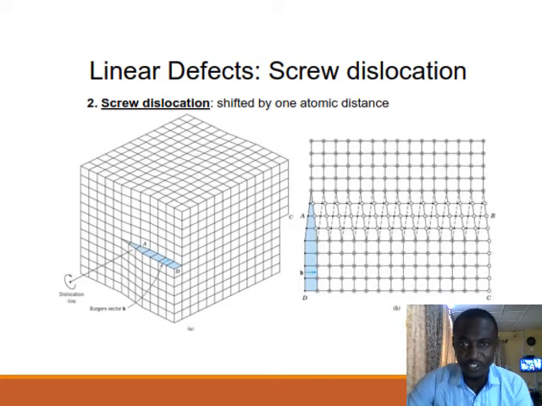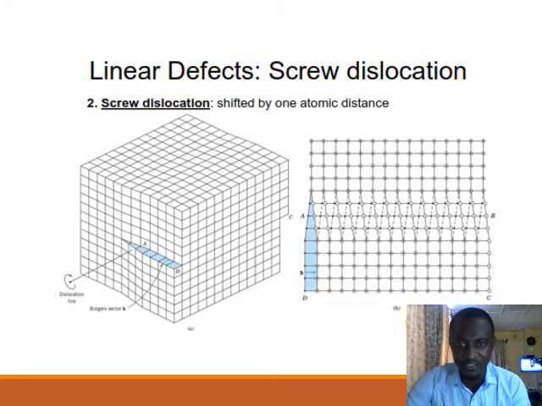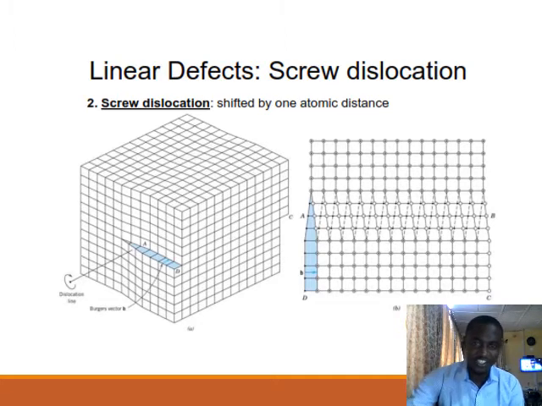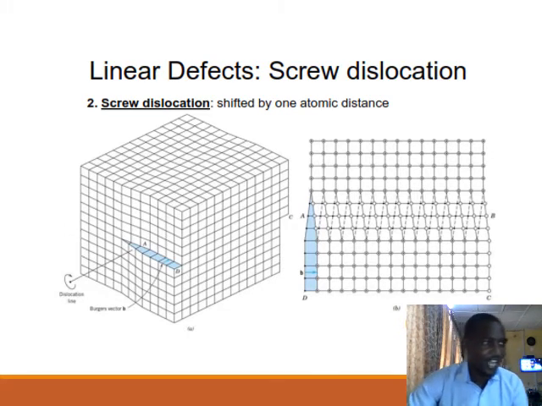The second is a screw dislocation, which is caused by a shift in one of the atomic distances. Something like a shear deformation, as you can see from the figure on this slide. So there is a shift there, and that shift is going to cause a screw dislocation.